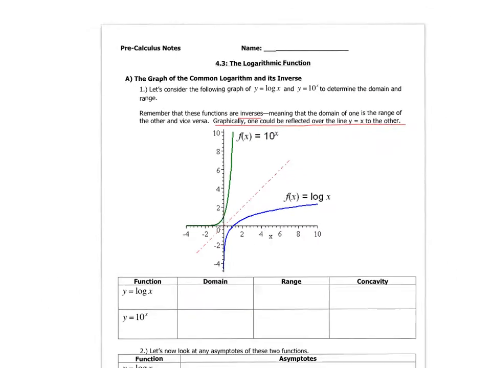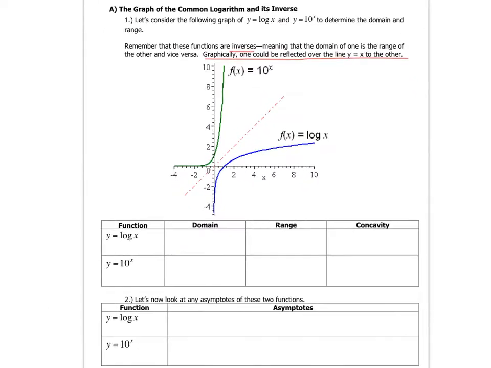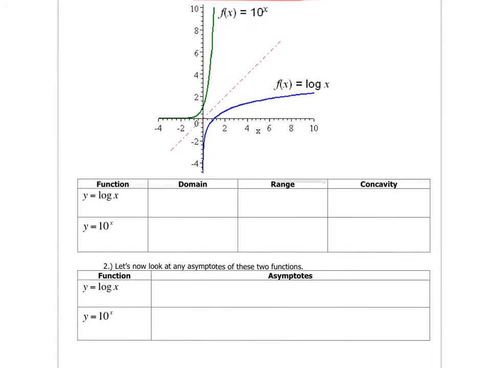All right, so with that being said, we are going to look at the graphs of these functions to determine the domain, range, and concavity. So let's start with our log function, which is here in blue. You can see that it continues on towards big x values, but once it gets close to 0, it veers down with an asymptote. So the domain of our log function is that x has to be greater than 0.